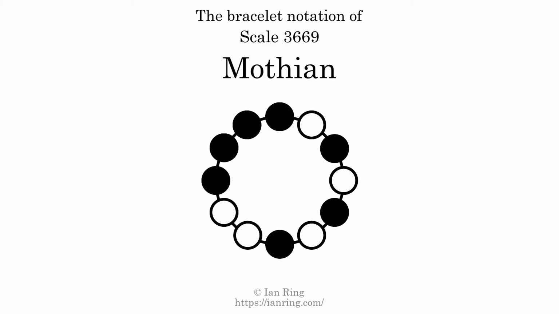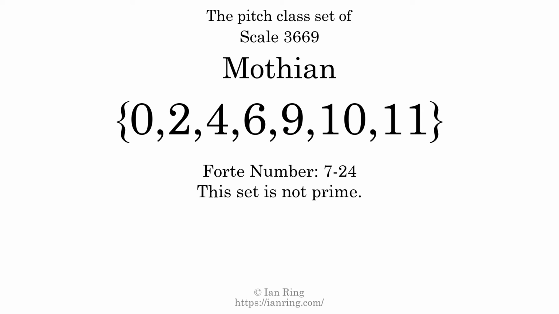This is a bracelet notation diagram of scale 3669. The shaded circles represent tones that appear in the scale, and they are read clockwise, starting at the top. The pitch class set for this scale is 0, 2, 4, 6, 9, 10, 11. The fault class is 724. This set is not prime.